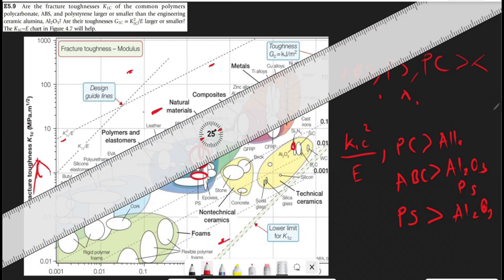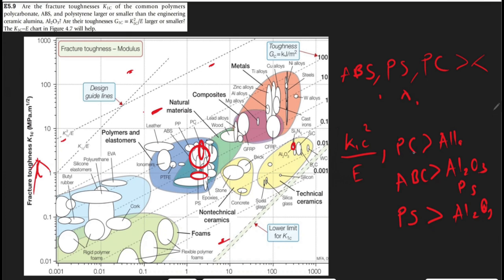So this is how it is arranged. Polycarbonate is greater than all of them. ABS has a greater K1C squared over E value than alumina, and polystyrene has a greater K1C squared over E than alumina. So all these polymer materials have a higher toughness when compared to alumina. That's the answer for Question 9.